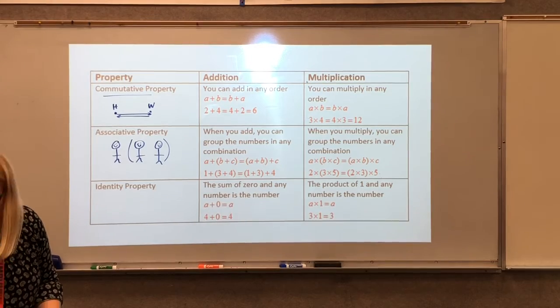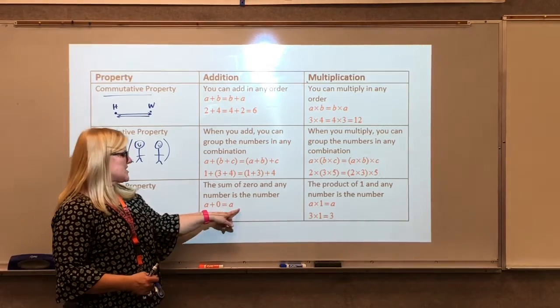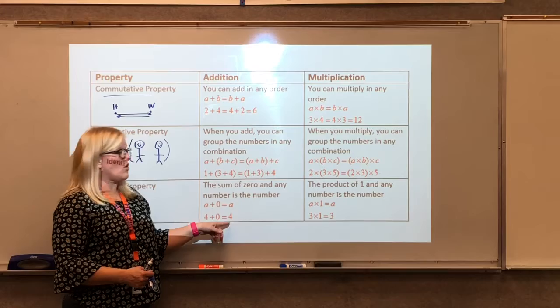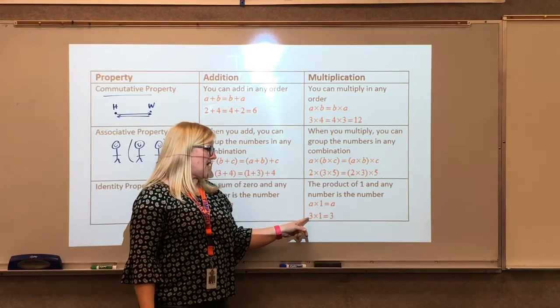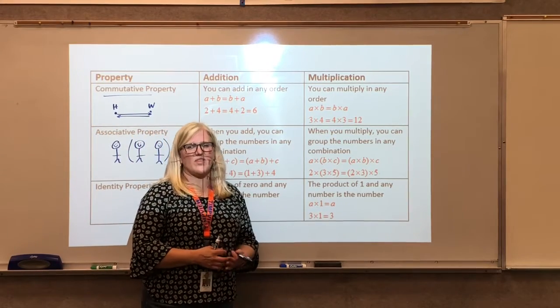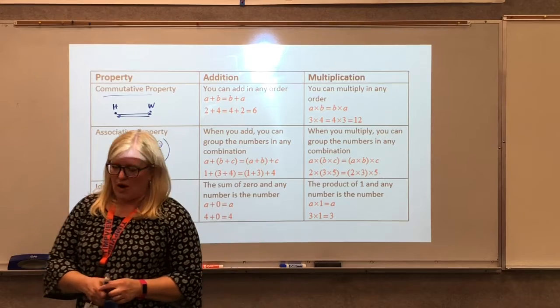So there we go. So a plus 0 is a, 4 plus 0 is 4, just like a times 1 is a, 3 times 1 is 3. So that's the identity property.